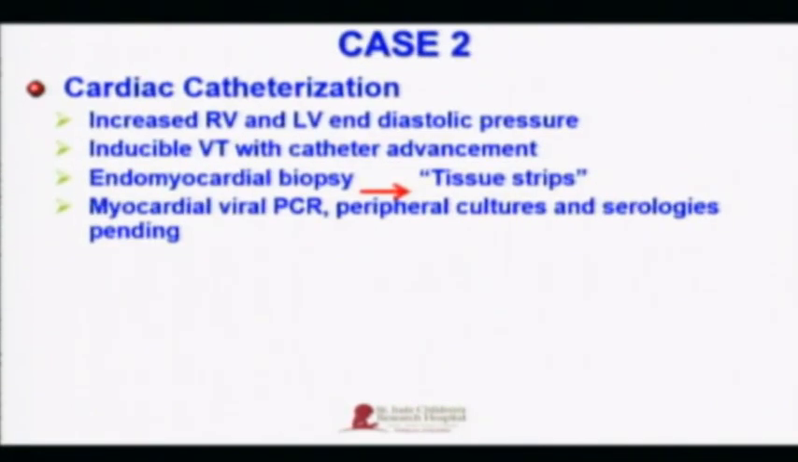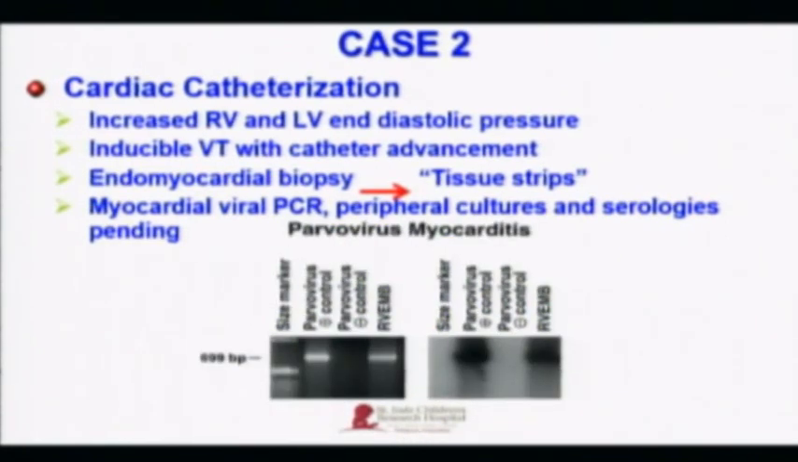From a cath standpoint, there was increase in RV and LV diastolic pressure, the VT I mentioned, and endomyocardial biopsy, and the PCR. So here's what polymerase chain reaction in this era looked like. Right here, we're looking at parvoviral PCR, and over here is.